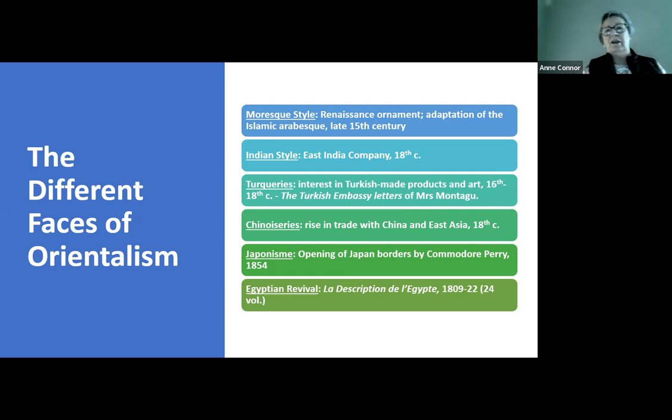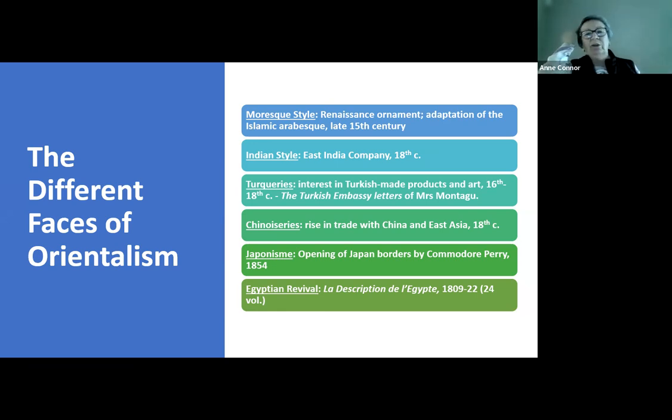Chinoiserie came from the rising trade with China and East Asia in the 18th century, and in many chateaus that were decorated during the 18th century, they always had a Chinese room, in which not only you had beautiful lacquer work but also a lot of collections of Chinese porcelain.